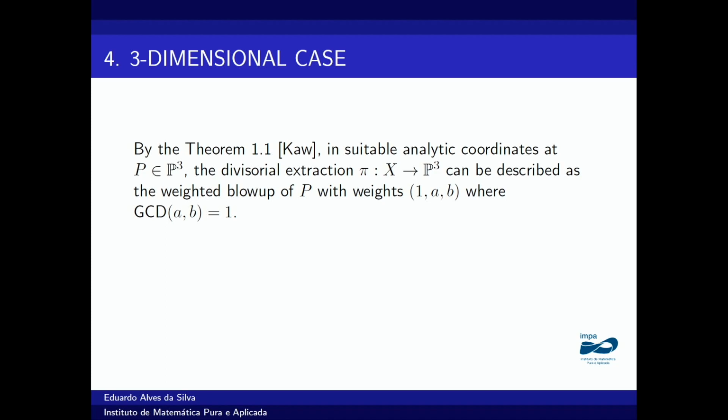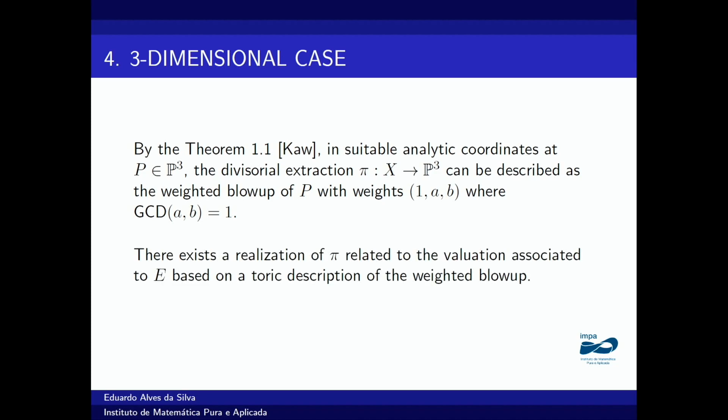And by a theorem by Kawakita, in suitable analytic coordinates at P, these divisorial extractions can be described as the weighted blow-up of P with weights 1, a, b, where these weights are all coprime. And so the problem that I studied was to determine which weights will be volume preserving, because we can have some volume preserving maps starting by P3 with this quartic surface. And so we would like to know which weights will initiate a volume preserving Sarkisov link.